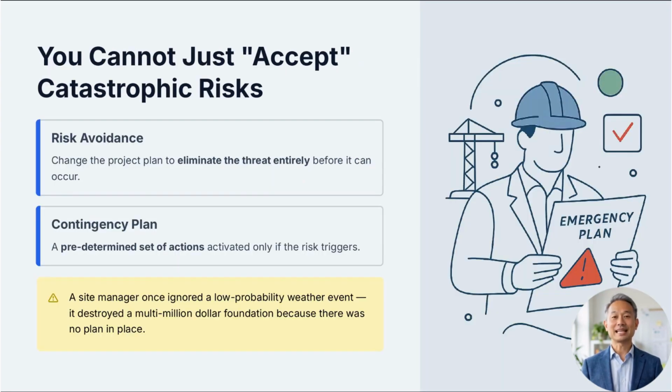When you encounter these high-severity risks, you cannot simply choose to accept the risk and hope for the best. You must proactively use a strategy like risk avoidance, which involves changing your project plan to eliminate the threat entirely. If you cannot avoid it, you must develop a reactive contingency plan, which is a predetermined set of actions to manage the consequences only if the risk occurs. I once saw a site manager ignore a low-probability weather event that ended up destroying a multi-million-dollar foundation because they had no plan in place.